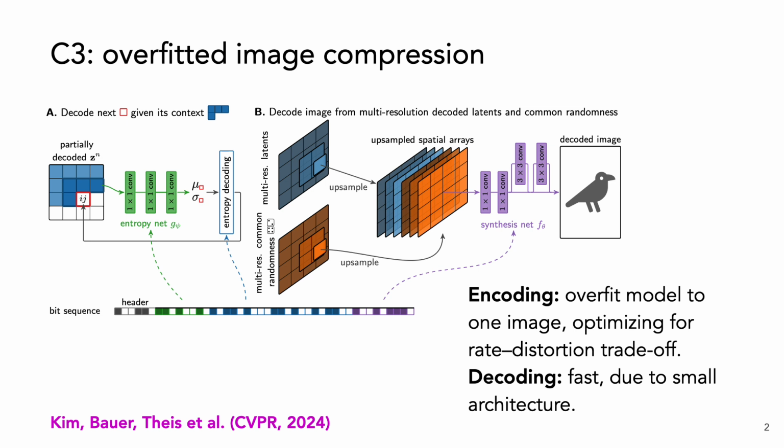In overfitted compression, the encoding of an image is done by fitting a decoder model to one specific image. The objective of the encoding optimization is a weighted sum of rate, the size of the compressed bit sequence, and distortion, measuring the difference between the original image and the reconstruction. The decoding of the image is given simply by running the model. Compared to many neural network applications, decoding can be very fast since the model doesn't need to be very large to achieve good performance.